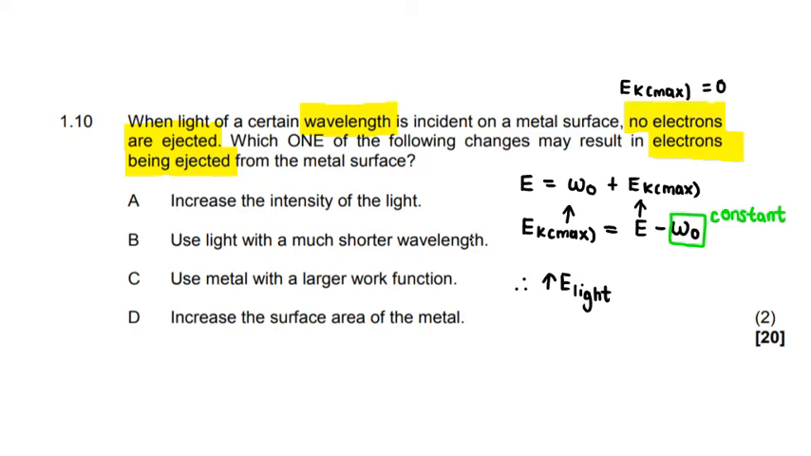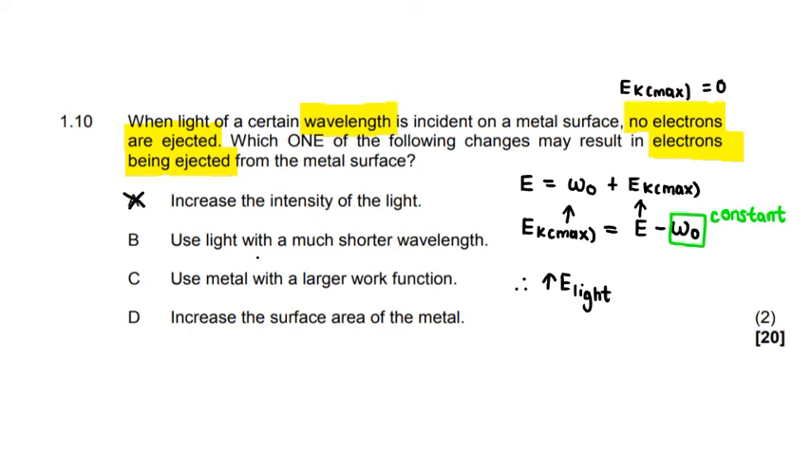All right, so now let's look at the options. Option A says increase the intensity of the light. Now that's not going to help, right? If the light that we were using is not ejecting any electrons, and you increase the intensity of that light, it's not going to help you with anything. If you increase the intensity of a light that is not emitting electrons, you are just hitting the metal with more low energy photons, photons that are weak. So A is out.